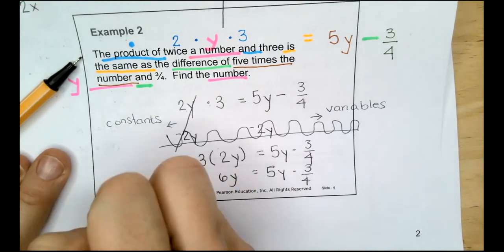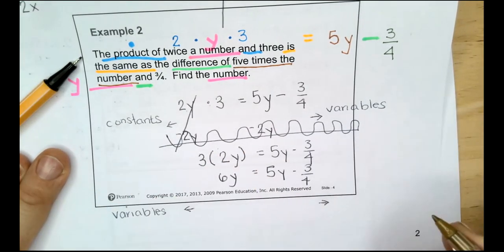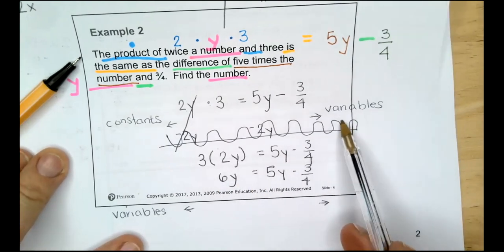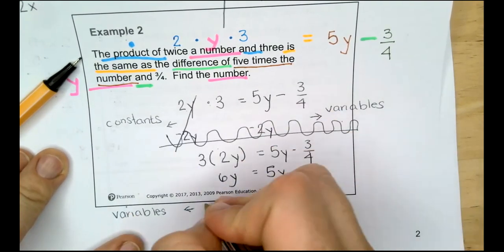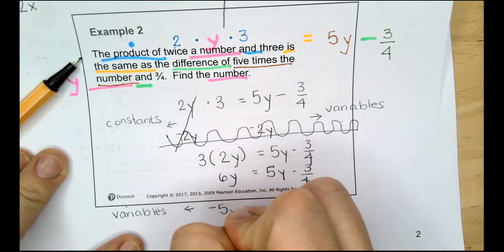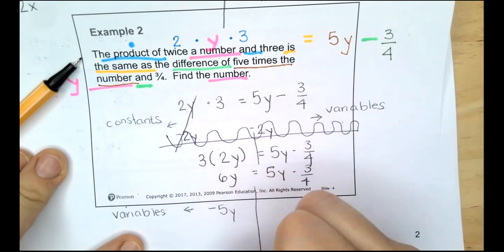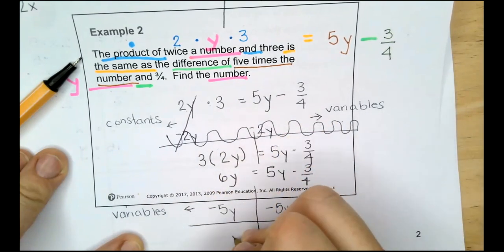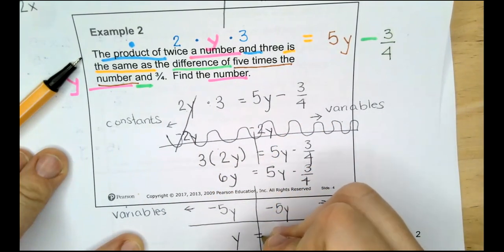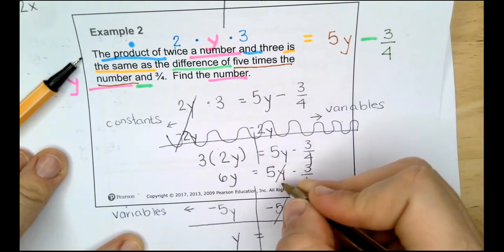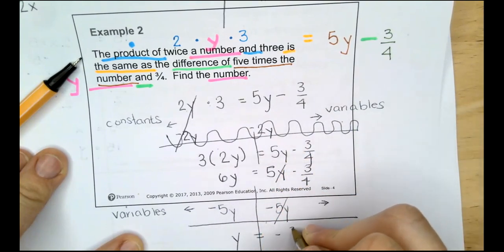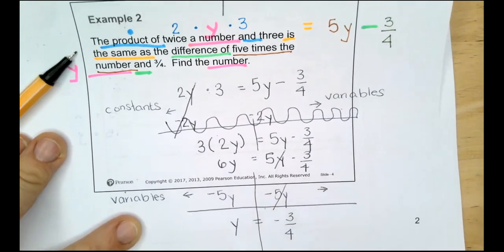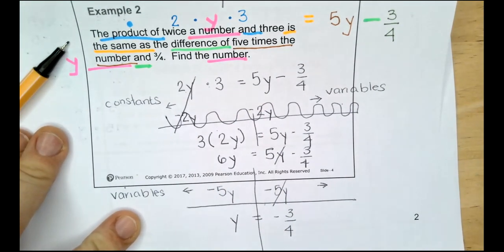Don't be scared to do things a different way than I'm doing them. First of all, because I'm making mistakes, but second of all, because it doesn't matter if you move the variables that way or that way. Subtract 5y from both sides because I'm moving my variables in the other direction now. 6y minus 5y will just leave me with y. 5y minus 5y cancel, and I just have negative 3/4. Good? Okay.